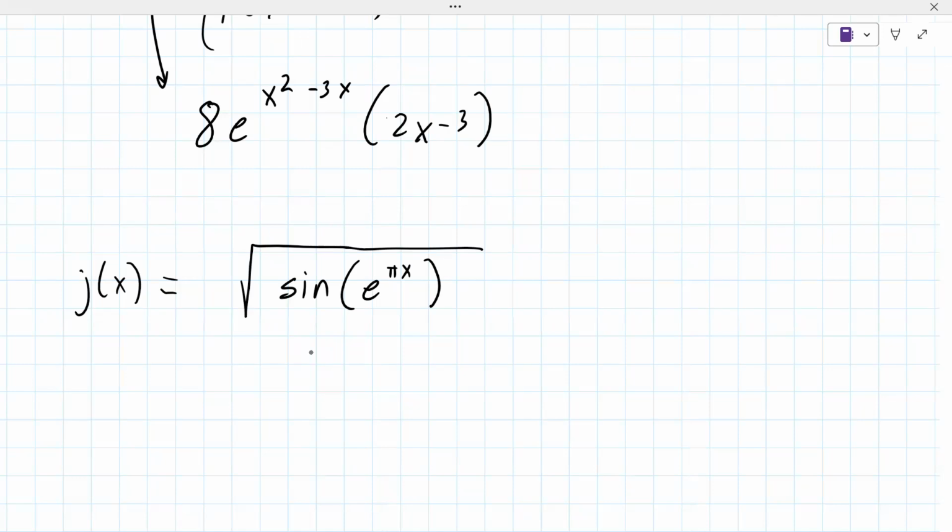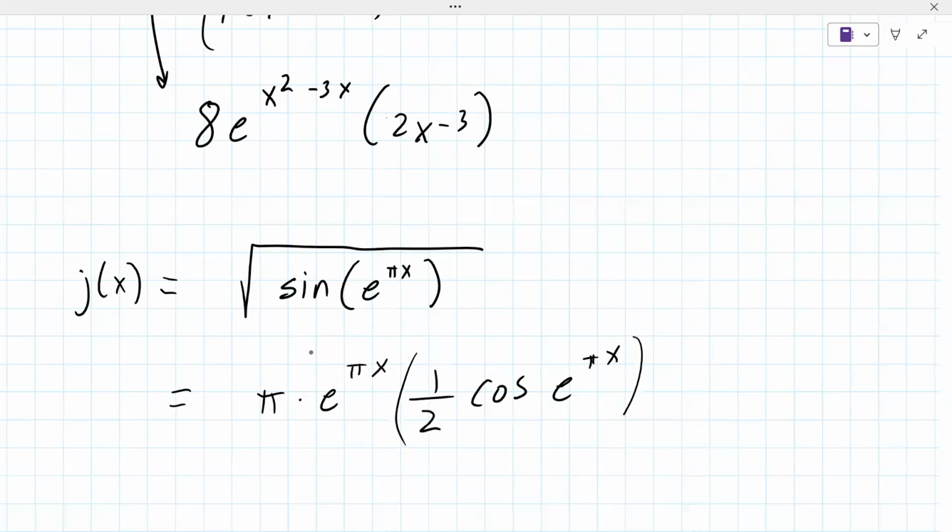Okay. So j prime of x equals pi times e to the power of pi times x times 1/2 times cosine e to the power of pi times x, all to the power of negative 1/2. Where does the parentheses start and end? Before the 1/2. The 1/2 is on its own. Oh, okay, that works too.